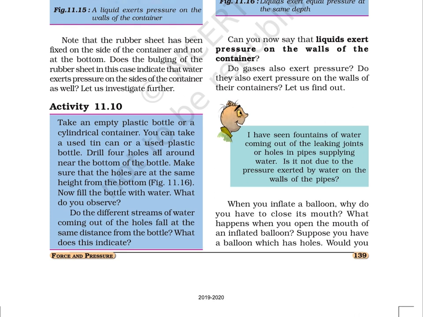Activity 11.10. Take an empty plastic bottle or a cylindrical container. You can take a used tin can or a used plastic bottle. Drill 4 holes all around near the bottom of the bottle. Make sure that the holes are at the same height from the bottom as shown in figure 11.16. Now fill the bottle with water. What do you observe? Do the different streams of water coming out of the holes fall at the same distance from the bottle? What does this indicate?